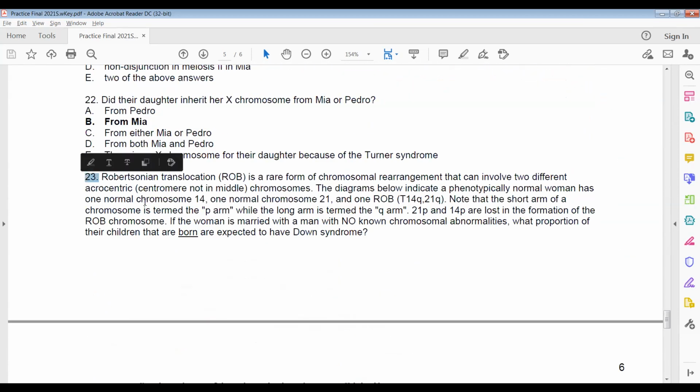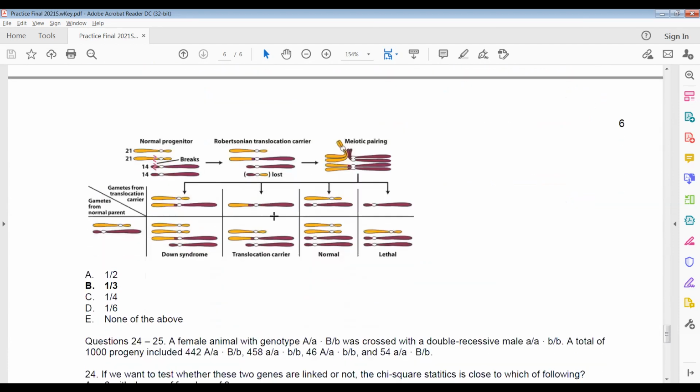All right, 23, the Robertsonian translocation. I hope everyone understands. This is an important diagram, and I have this diagram in the lecture. So please make sure you understand this. This is one parent. This represents the carrier parent, who actually has 2n-1 chromosomes. And this is a normal parent, so these are the gametes from a normal parent.